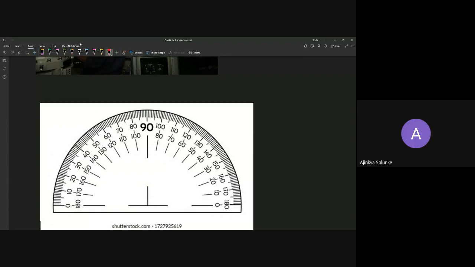Now, if this is the line, you know how to measure it, right? How to use it? I hope you know how to use it. So this is the baseline. Now, this is 90 degrees. Can you tell me, roughly, how much angle this might be? 45 degrees. Correct. Total is 90, so if I draw a line in between, that means something like 45 degrees.